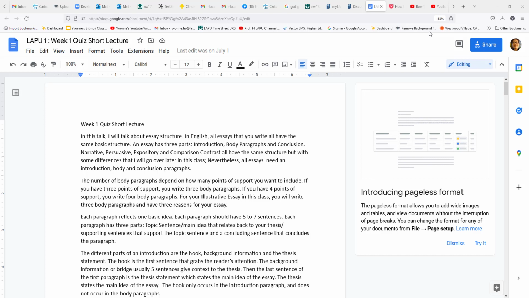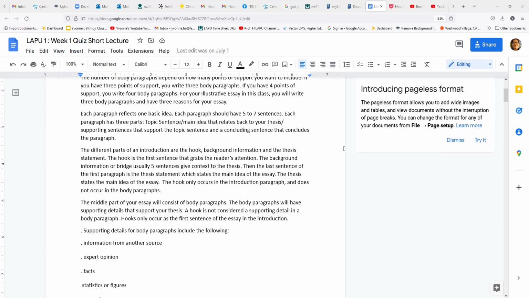Each paragraph reflects one basic idea. Each paragraph should have 5 to 7 sentences, and each paragraph has 3 parts: a topic sentence, the main idea that relates back to your thesis, supporting sentences that support the topic sentence, and a concluding sentence that concludes the paragraph.